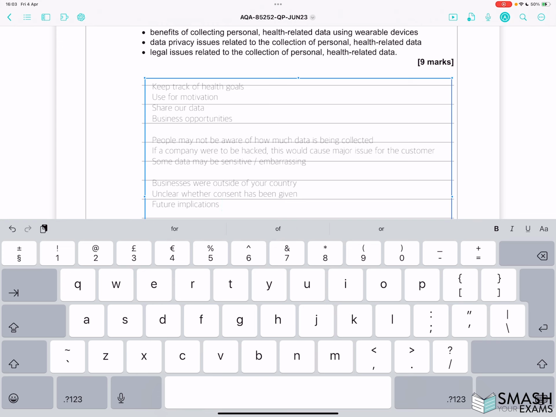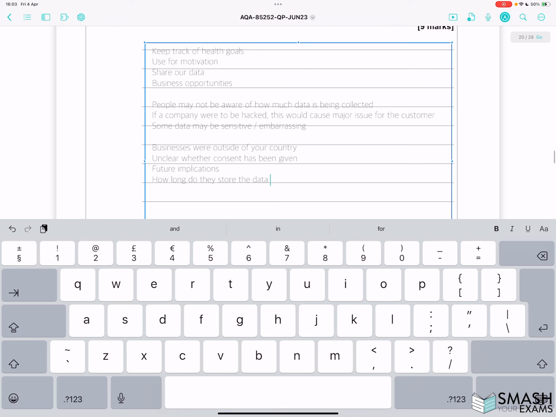How long do they keep our data if we leave the app but forget to close our account and stuff like that? So how long do they store the data for? Because we know it shouldn't be an excessive amount of data and only held as long as needed. So there's a few points that we could raise there.